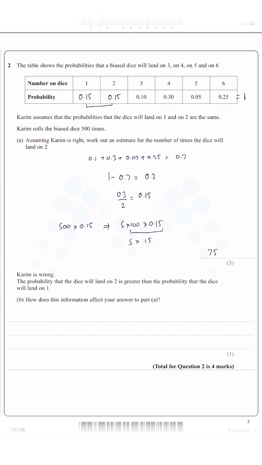Now for the next part, it says Kareem is wrong. The probability the dice will land on 2 is greater than the probability the dice will land on 1. How does it affect the answer to part A? Well, if the probability is greater, then I have to do 500 times a number that's greater than 0.15, which gives me an answer that's bigger than 75. So how would that change my answer? I will get an answer greater than 75.